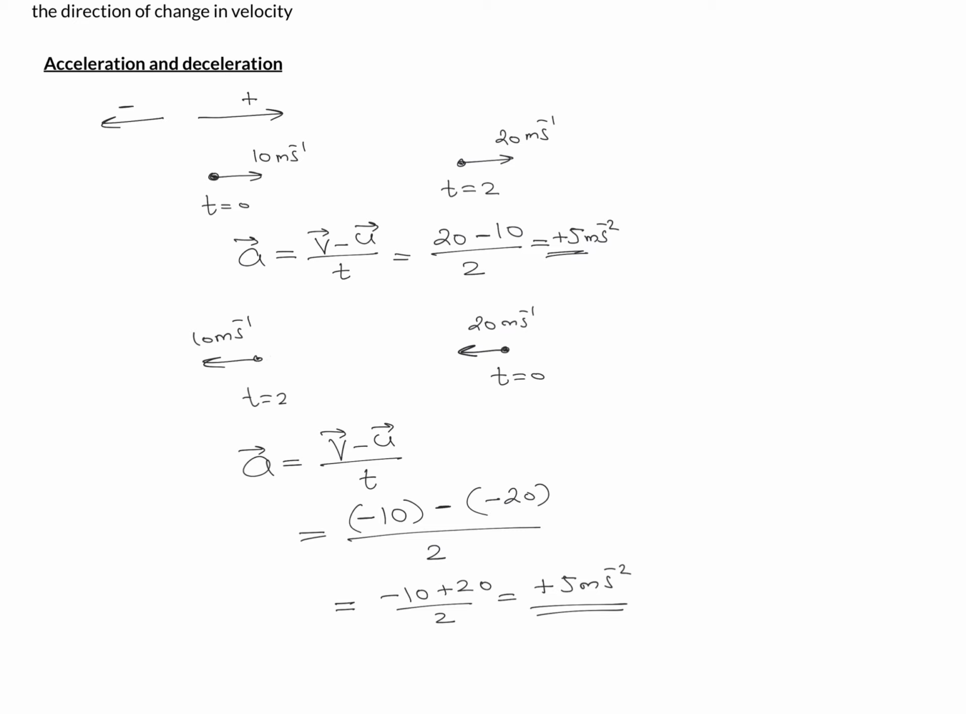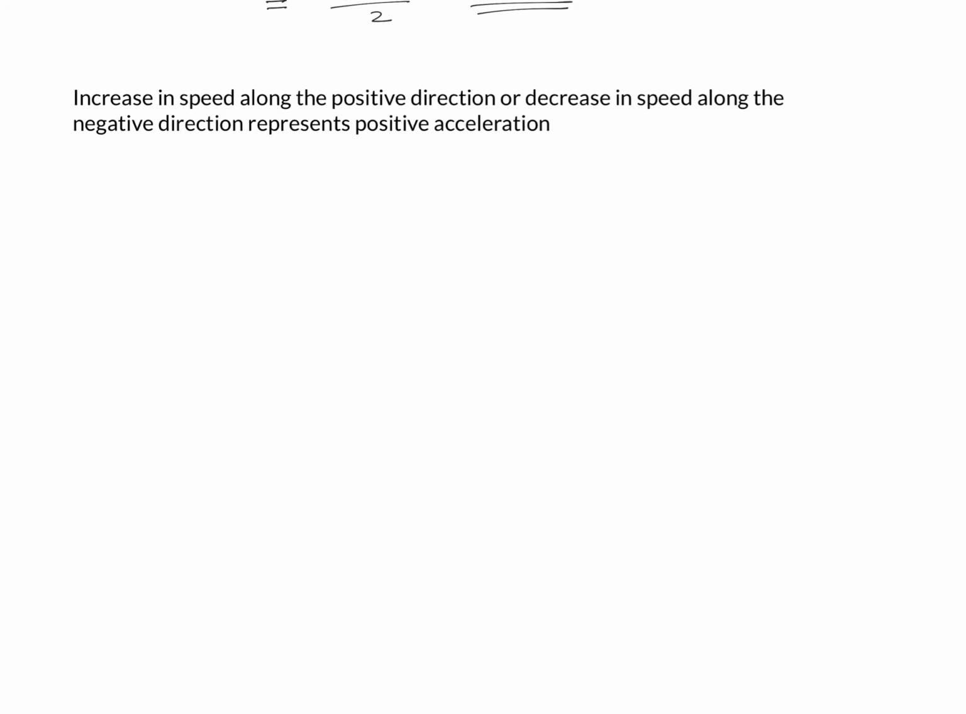So positive acceleration represents an increase in speed of the particle along the positive direction, or a decrease in speed of the particle along the negative direction. Just remember that an increase in speed along the positive direction or a decrease in speed along the negative direction represents positive acceleration. Now we'll discuss deceleration, retardation or negative acceleration.